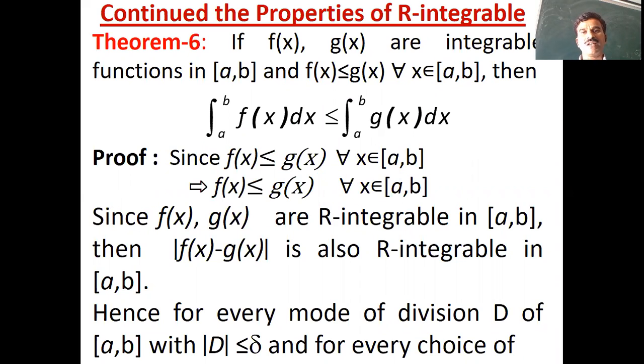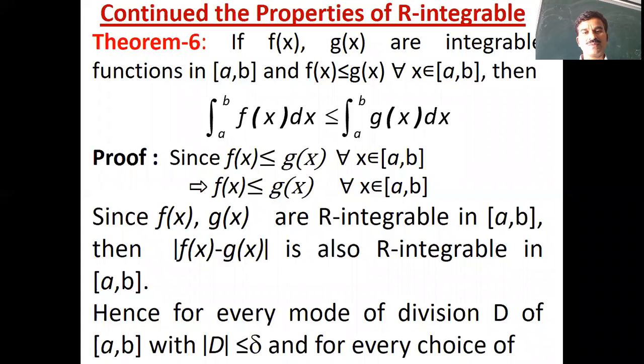Suppose f and g are integrable functions in the closed interval [a, b], and f(x) is less than or equal to g(x) for all x belonging to [a, b]. Then we have the relation: the integral of f(x) dx is less than or equal to the integral of g(x) dx. The proof of this theorem is as follows.